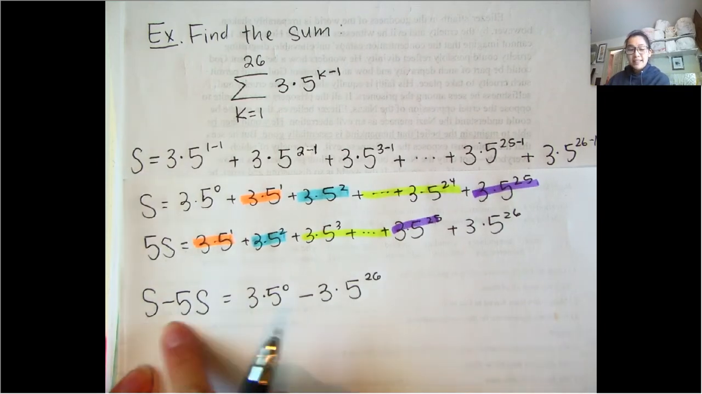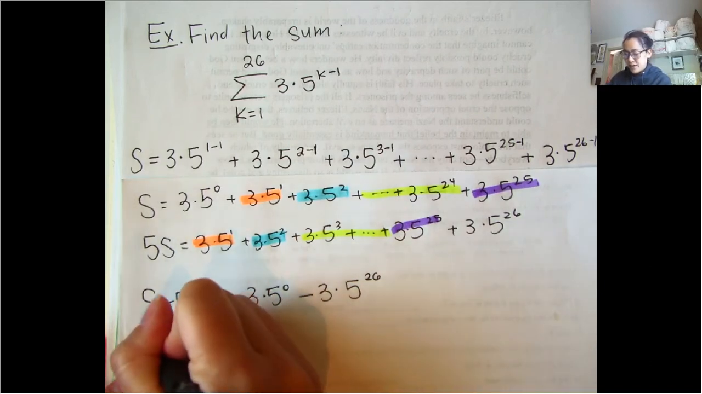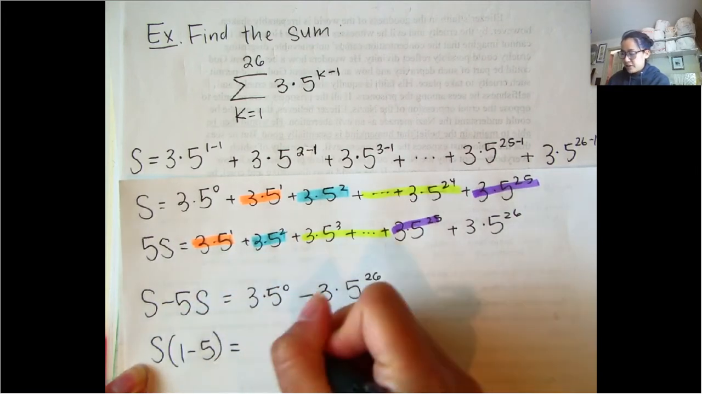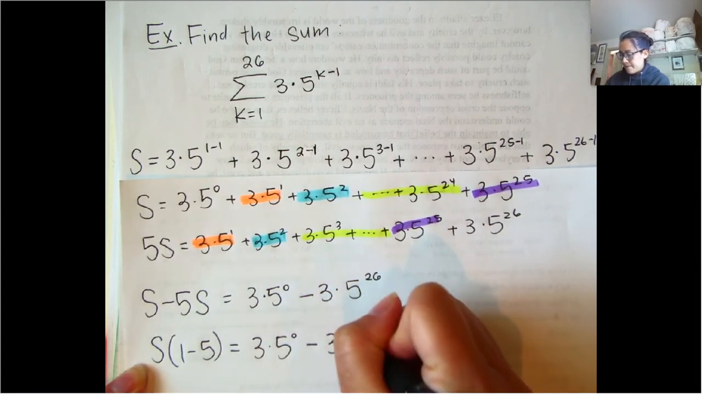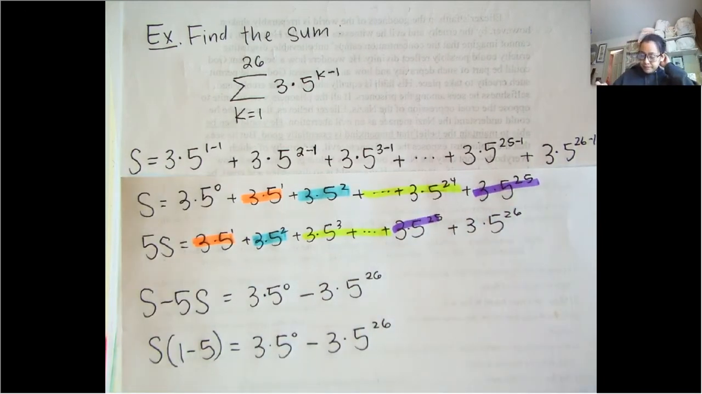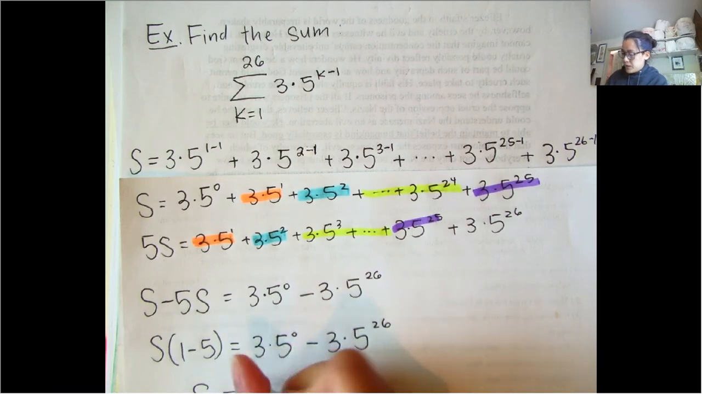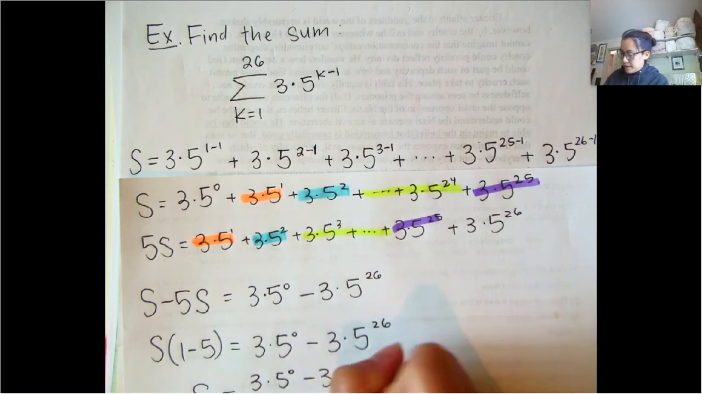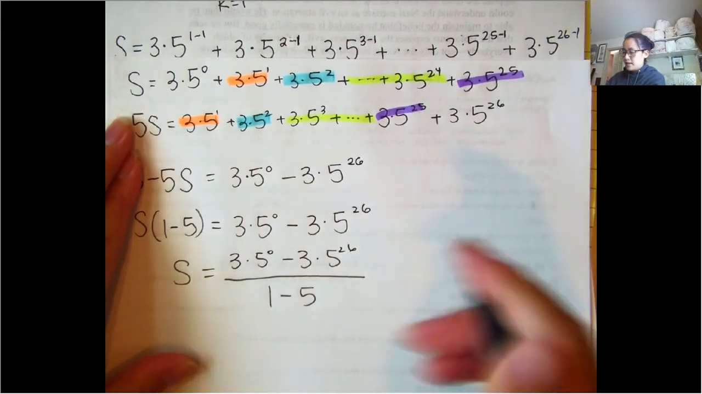Over on this side, we're going to factor out the S. I'm going to leave this unsimplified so that I can generalize later. So S times 1 minus 5 equals 3 times 5 to the 0 minus 3 times 5 to the 26. Okay, so I'm going to divide by the 1 minus 5. And so we have S equals 3 times 5 to the 0 minus 3 times 5 to the 26 all over 1 minus 5. And this is your answer.